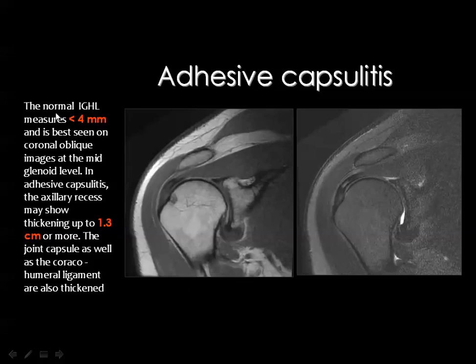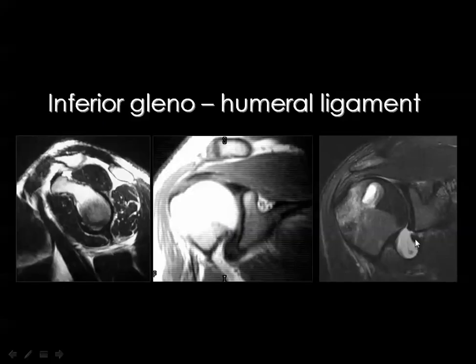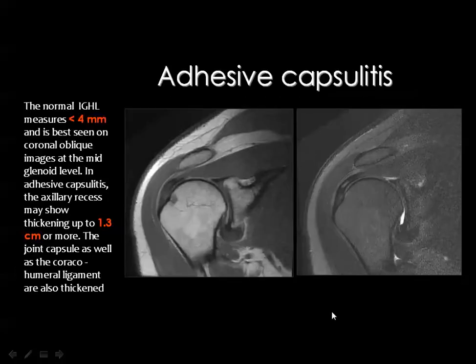The normal thickness of the inferior glenohumeral ligament is less than 4 millimeters. If you look here, this is the inferior glenohumeral ligament, which is of normal thickness. But if the inferior glenohumeral ligament is very thick, as you can see here, more than 1 centimeter, and is also very tight, there is no distensible space here, and this is known as adhesive capsulitis or the frozen shoulder.